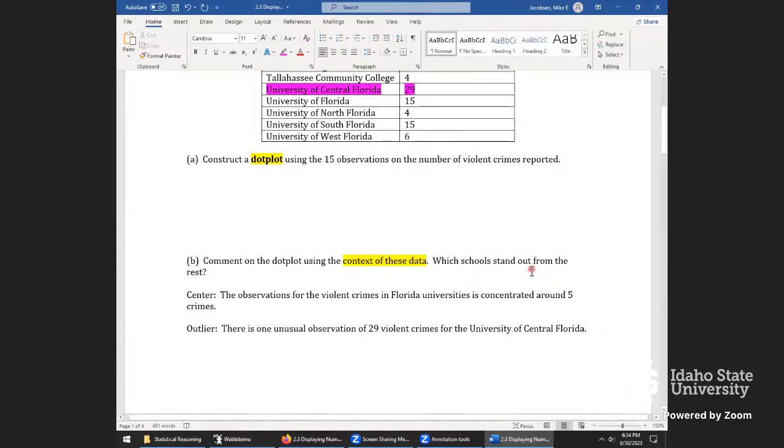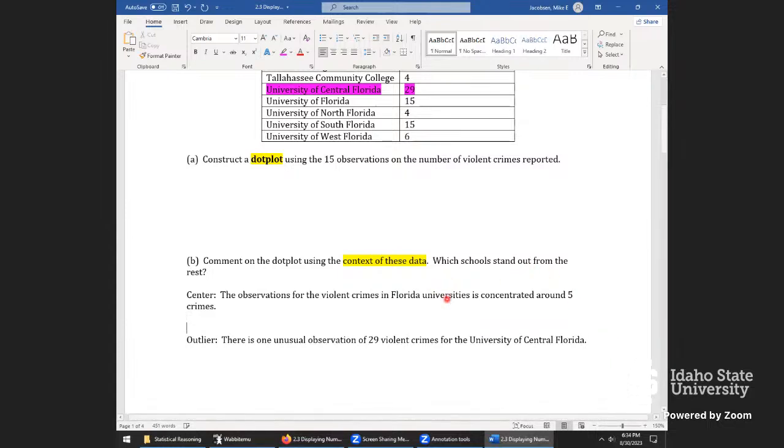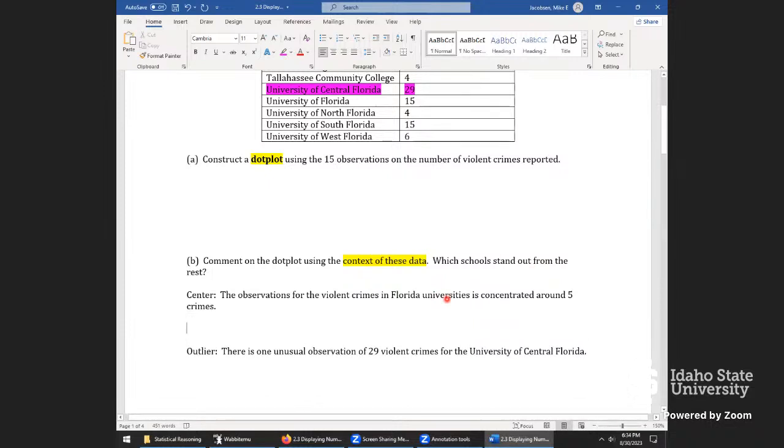Okay, so we've mentioned the center, we've mentioned an outlier. Let's throw in one last thing, the spread. Oh, first question? Sure. Oh, sorry, I thought that was a question, my mistake. Let's go to spread next.